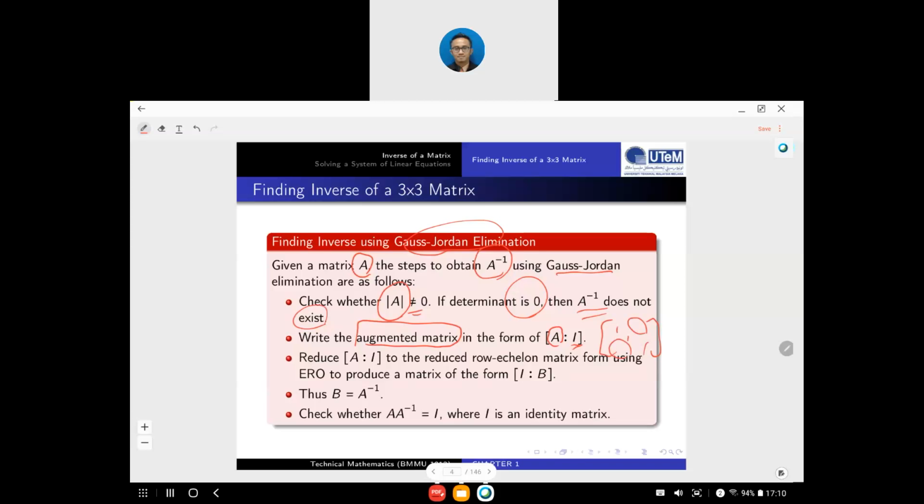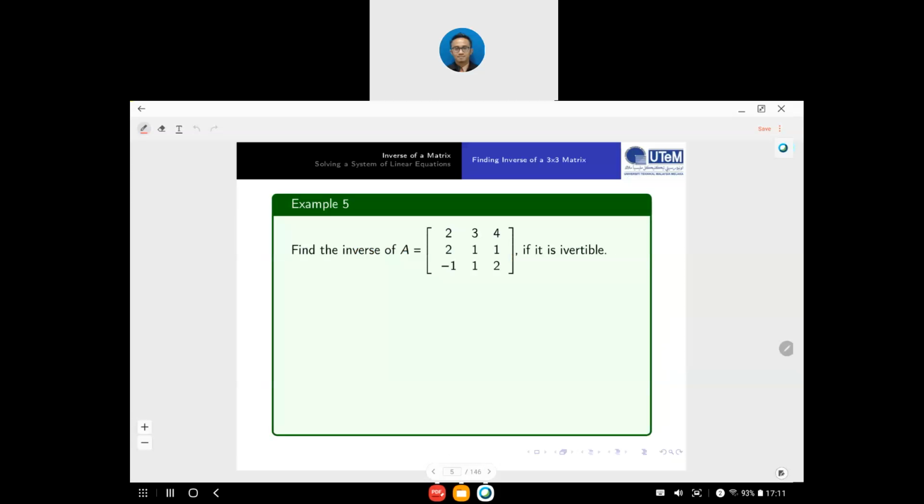Okay, and then we use reduced row echelon form by using ERO, elementary row operation, to transform the left hand side into the identity matrix, and of course the right hand side becomes matrix B. This matrix B is equal to A inverse, the inverse of matrix A. If you want to check whether your inverse is correct or not, you can check by matrix A times A inverse, and you should get the identity matrix. So look at the example of how to use ERO to find the matrix inverse.